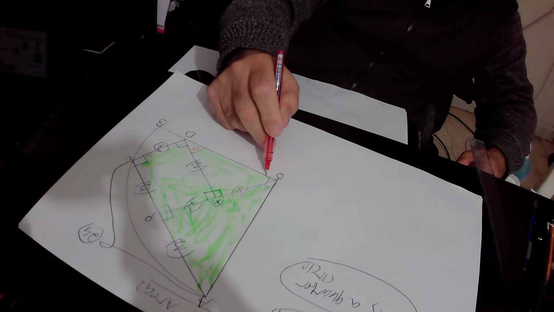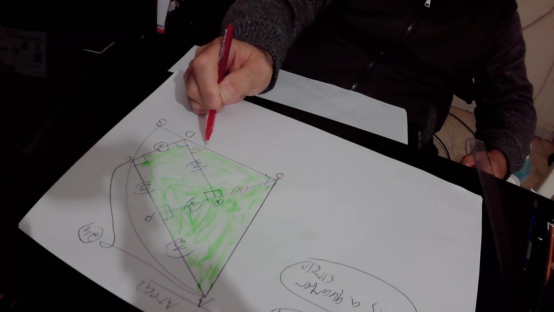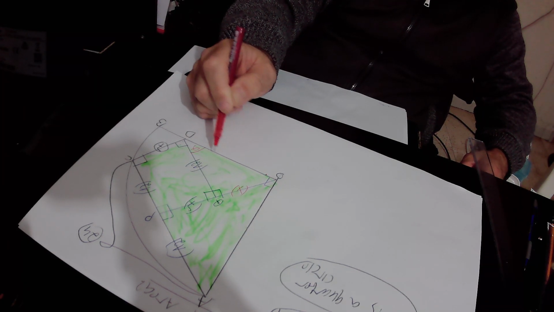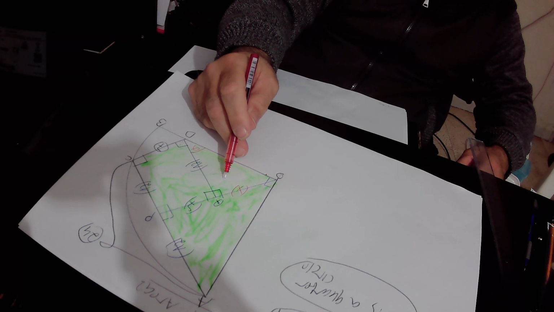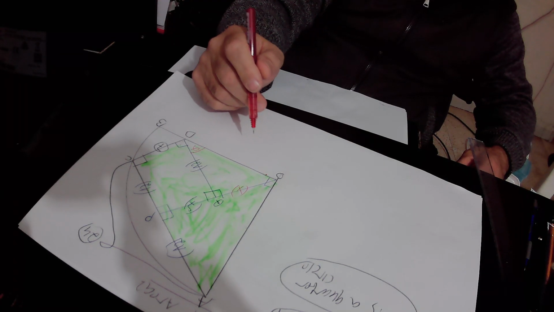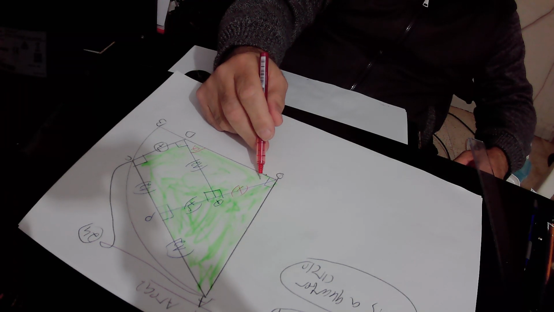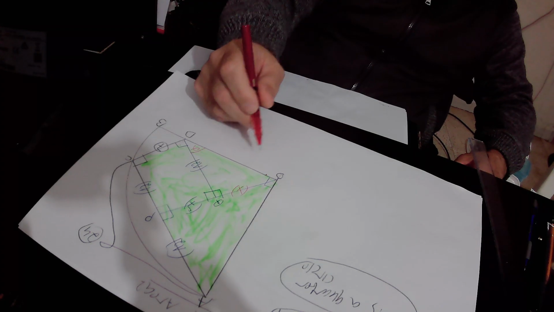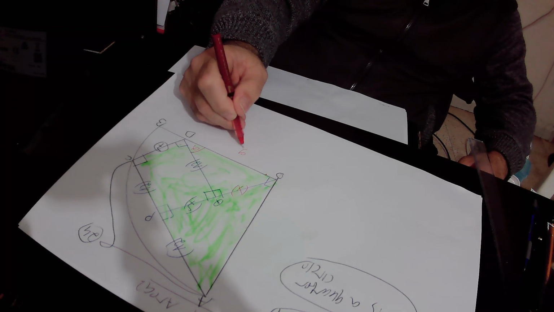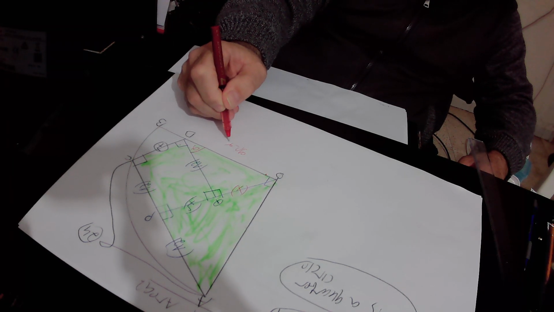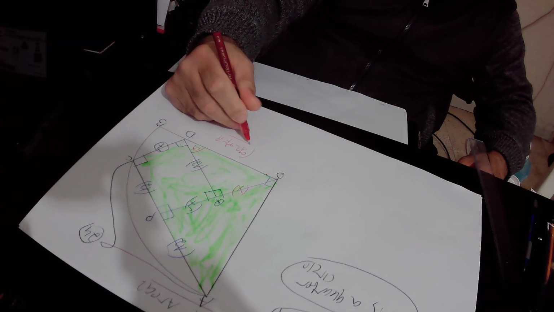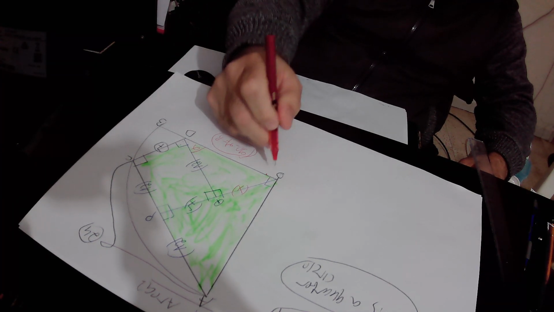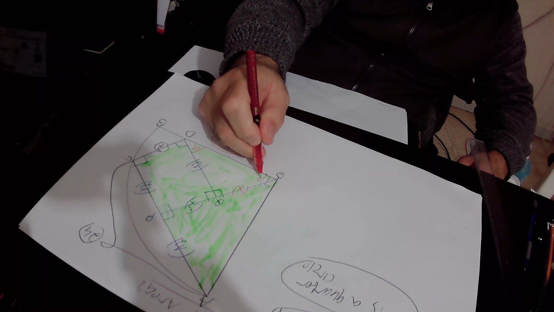Why? Because 90 degrees minus alpha plus alpha equals 90 degrees, and 90 degrees plus 90 degrees equals 180 degrees. That is the sum of the angles in a triangle. So this angle equals 90 degrees minus alpha, but we define 90 degrees minus alpha as beta, and therefore the missing angle here must be equal to beta.